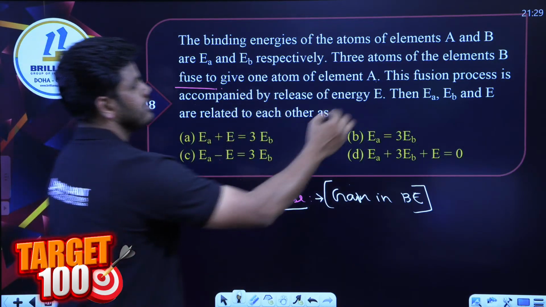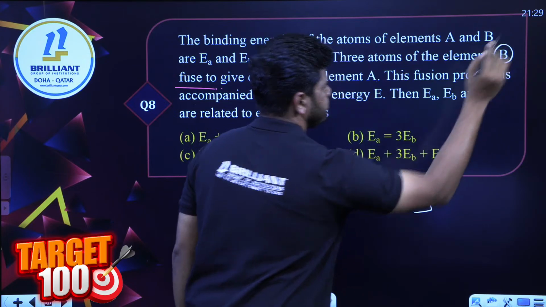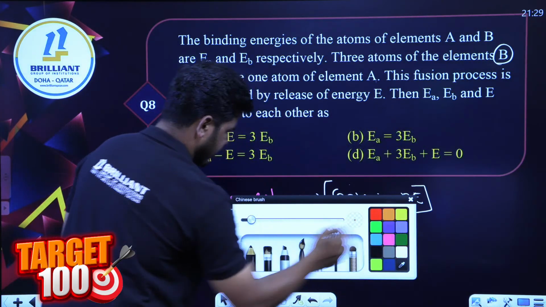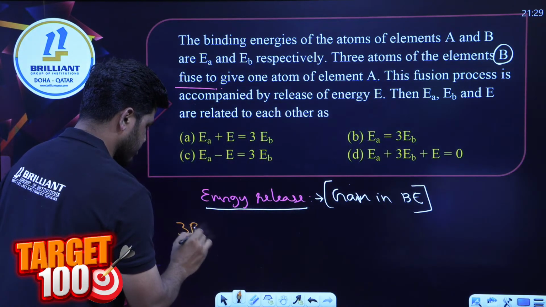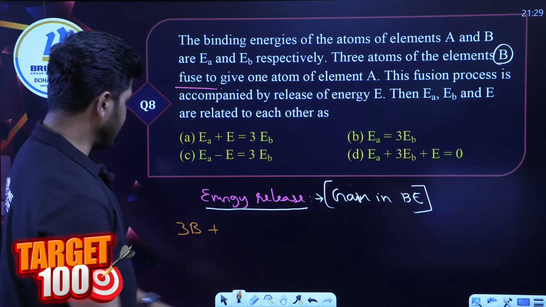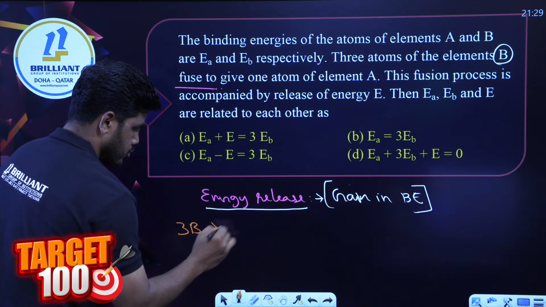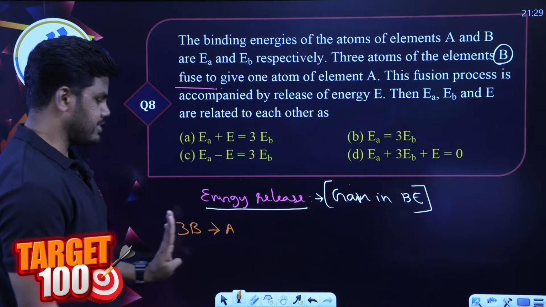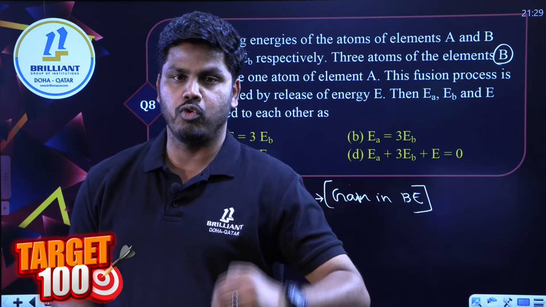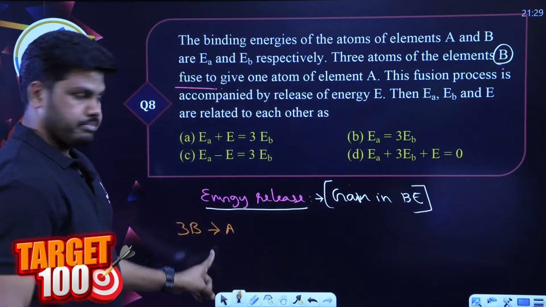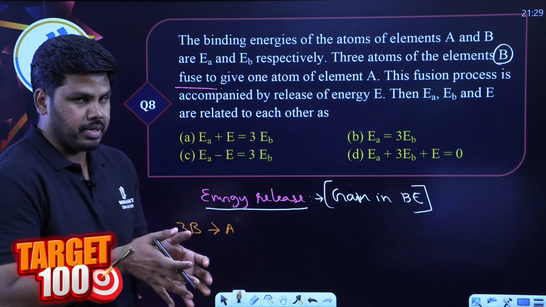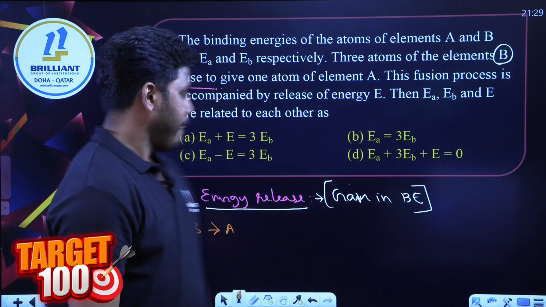Look at this question. 3 atoms of element B, so we can say it is like 3 B atoms, fuse to give 1 atom of element A. This is the fusion process that happened. 3 B atoms fuse together to form 1 big A atom. We know that is called fusion. We are fusing smaller elements to get bigger nuclei.